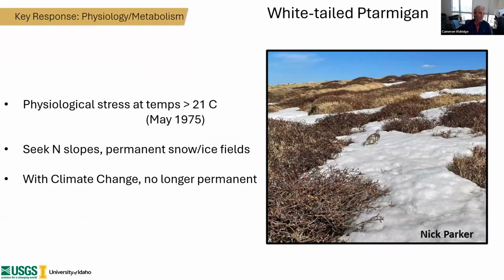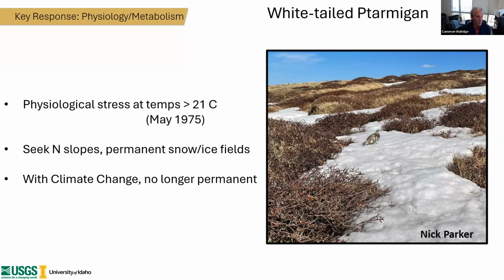So there's also stresses, key responses from a physiological or metabolic standpoint, potential stresses that could happen. I'll jump back to our white-tailed ptarmigan example again. In the early 70s, Alan May, for his PhD work, brought ptarmigan down from the alpine and put them in heat chambers, and he warmed them, and he monitored their physiological and metabolic stresses and saw that they were essentially burning the brown fat equivalent that mammals do in birds once temperatures got above about 20, 21 degrees Celsius. That has huge implications because these birds are so well adapted to these cold environments.